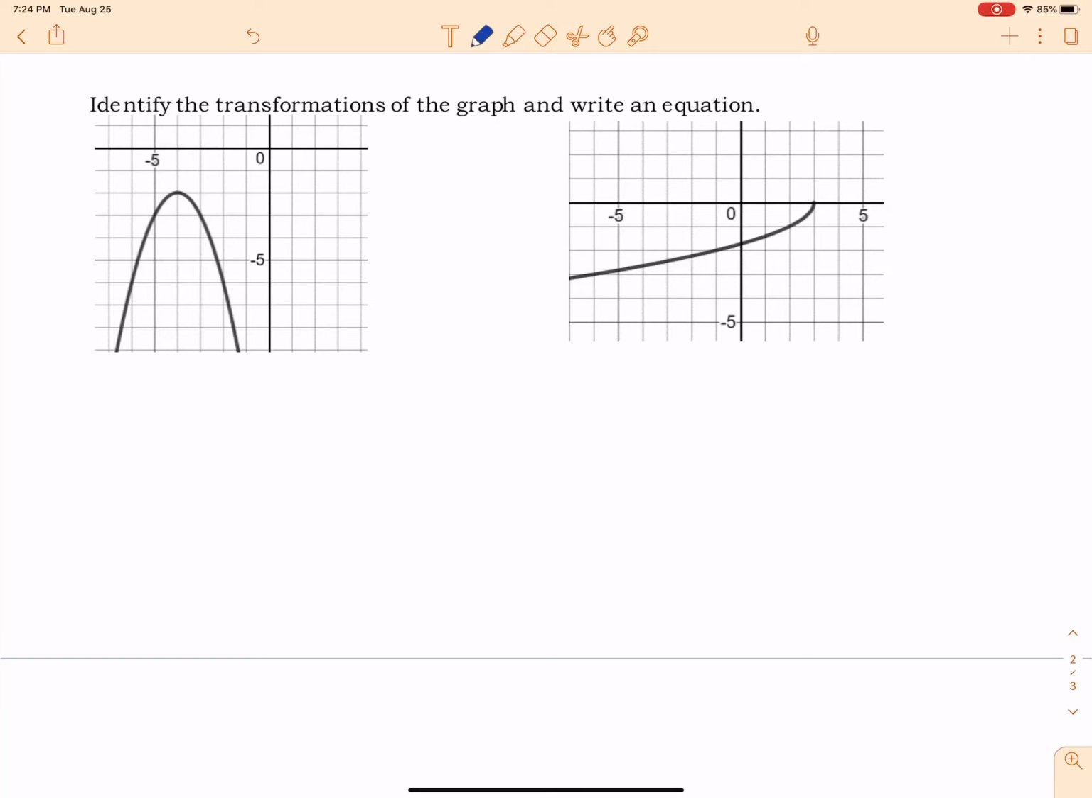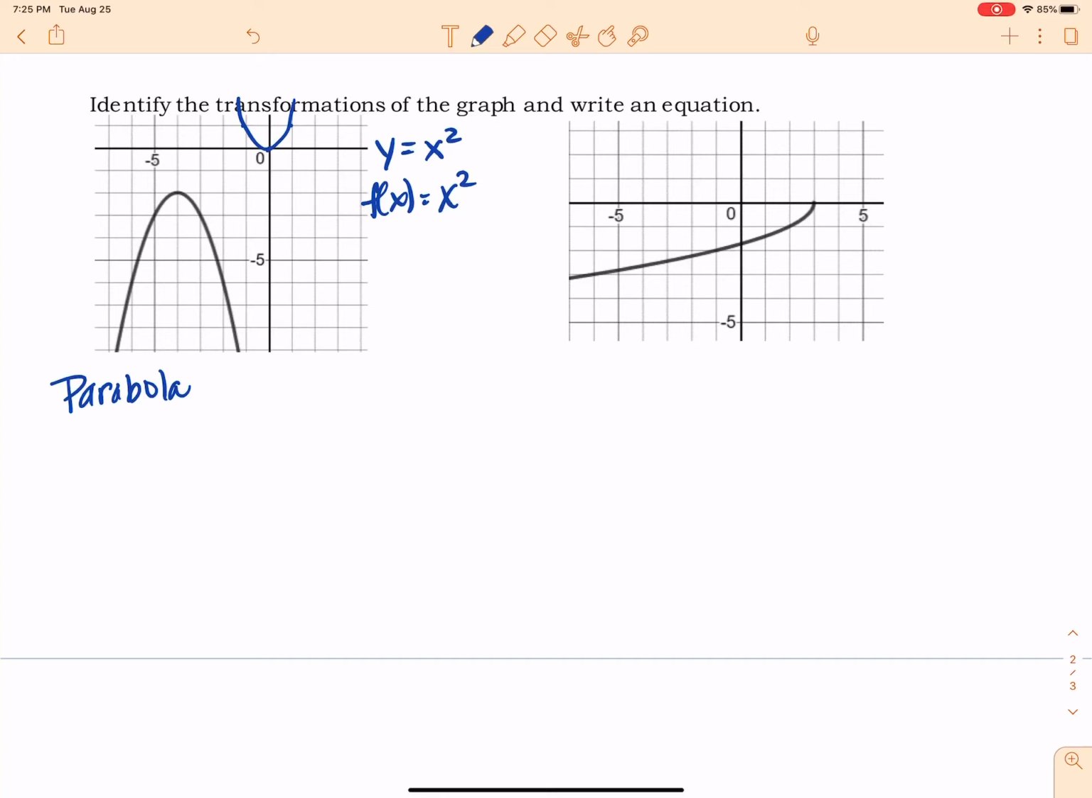So this is, of course, a parabola. So I know a couple of things about this. I know that the parent function looks like this. Y equals x squared, right? Or f of x equals x squared. So I know that that is what my parent equation looks like. So I'm going to use that idea to build my equation after I determine how the parent has transformed.